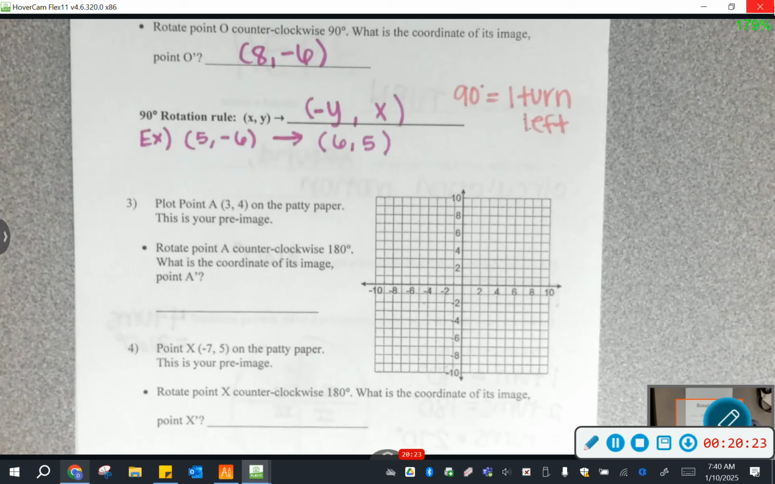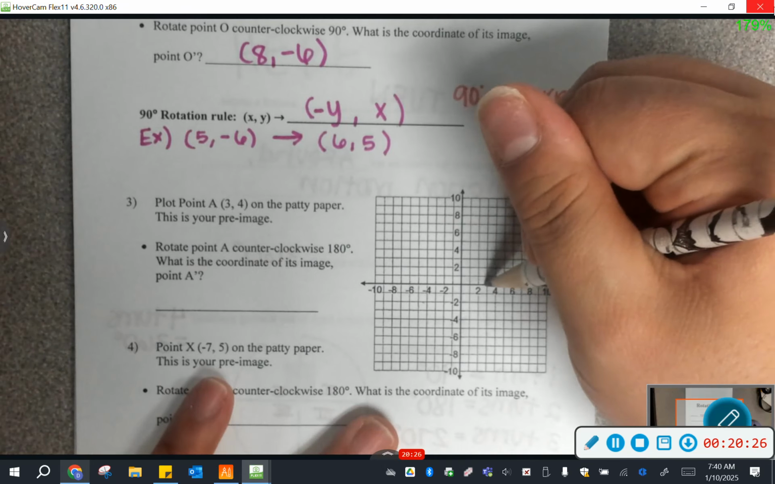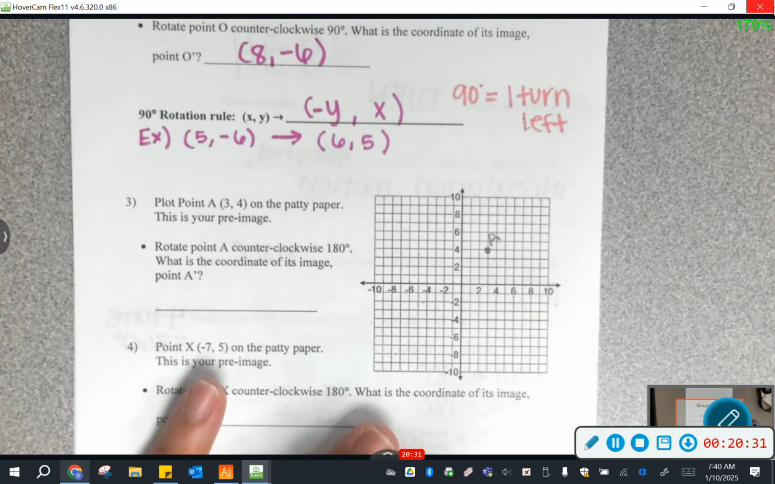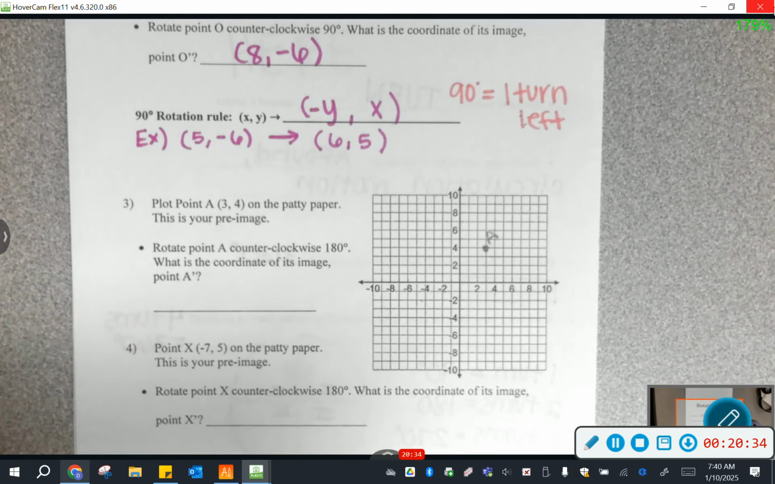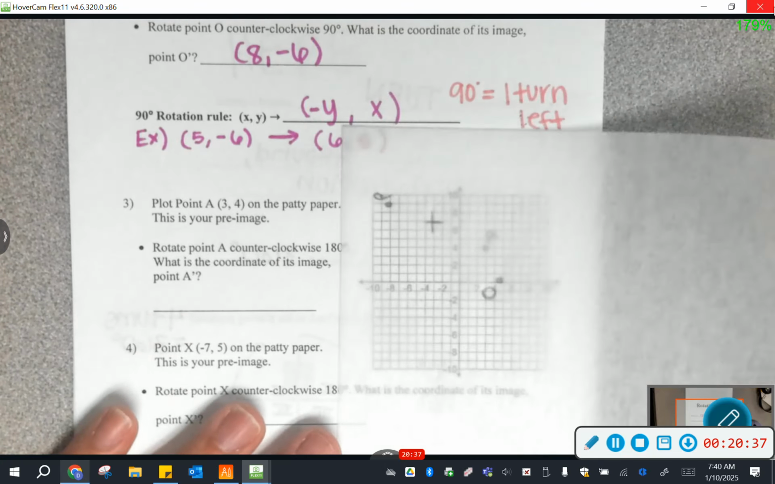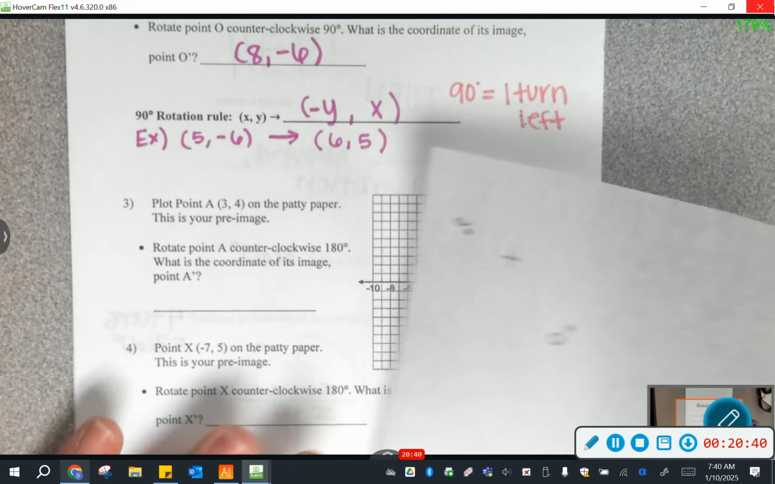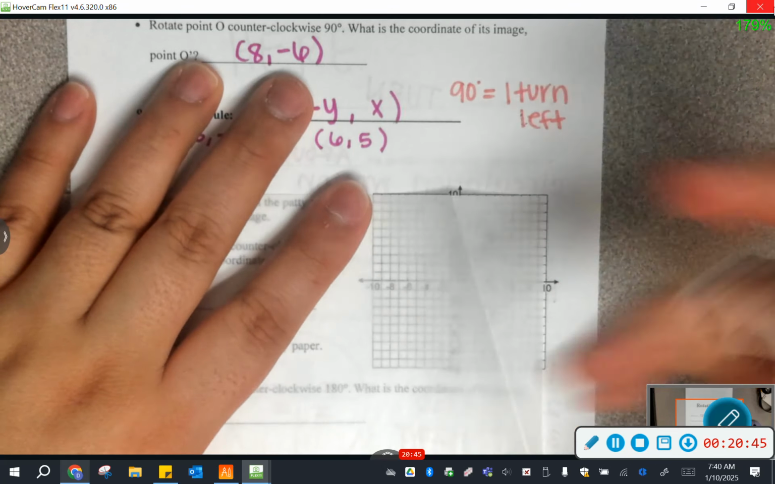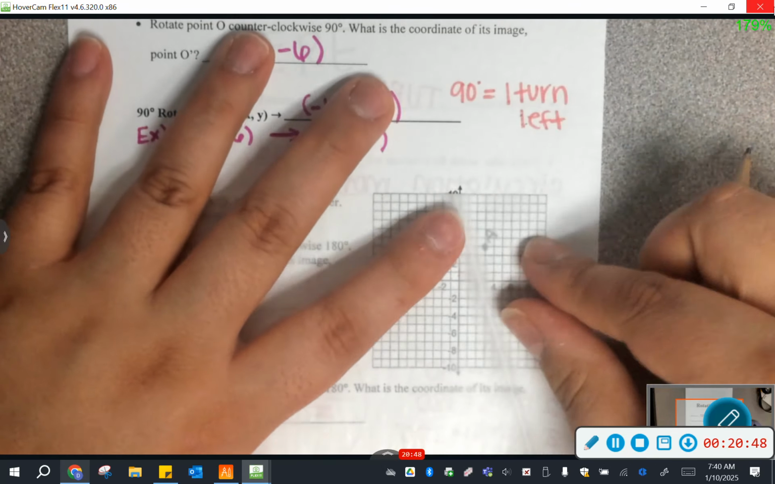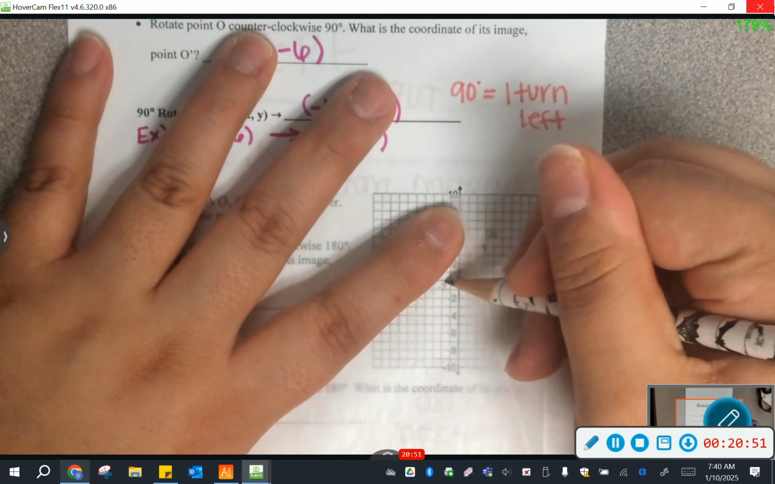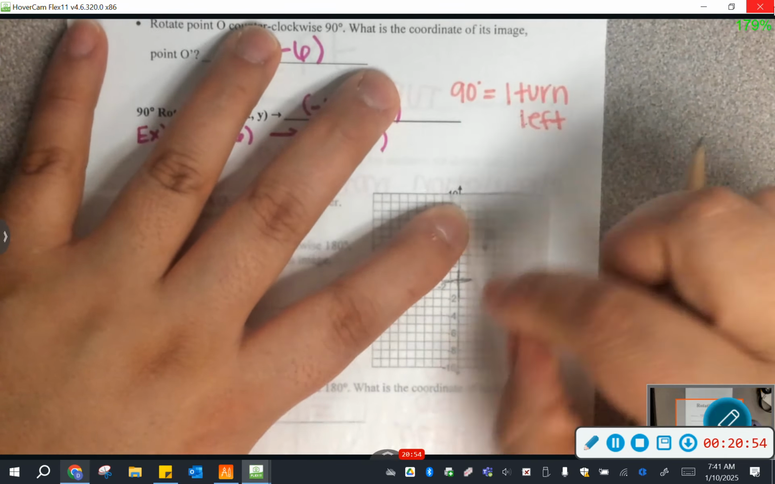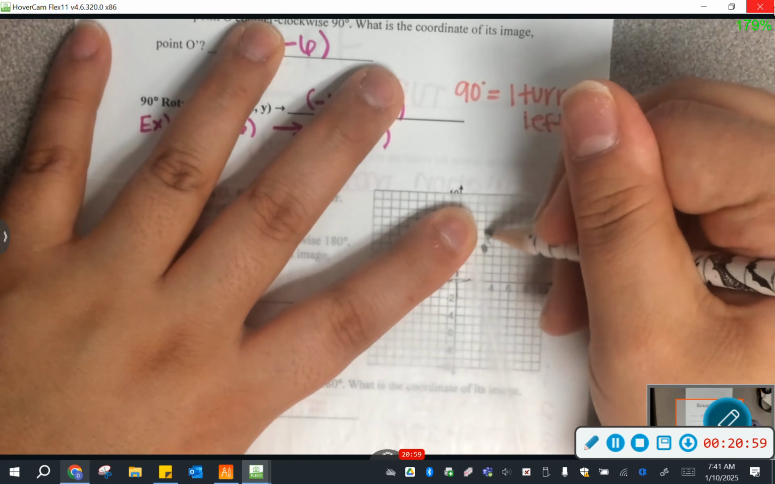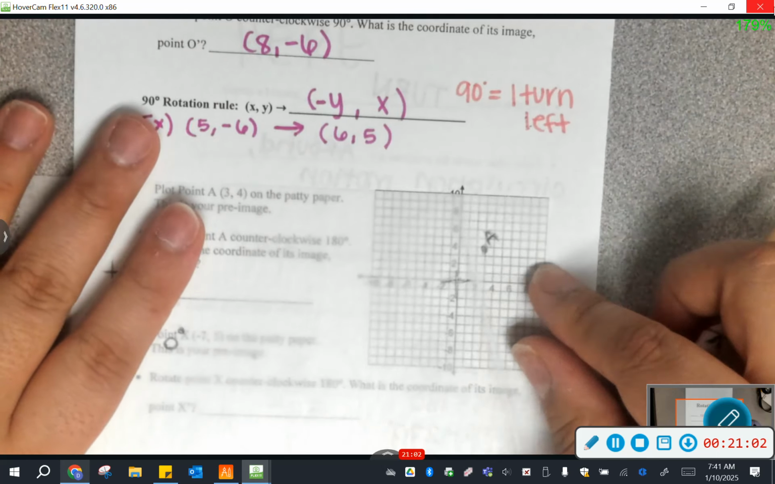Next one, it says plot point A at 3, 4. Can everybody please plot A at 3, 4? You can use the same part of your paper, but I'm actually going to move it so I don't have too many points. So I'm going to do a different corner of the patty paper. Just don't forget to draw your X and Y axis. Plot point A, please.